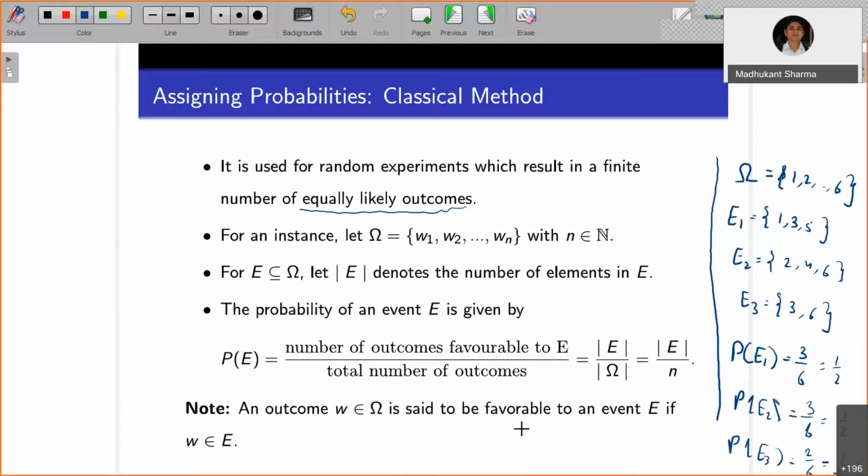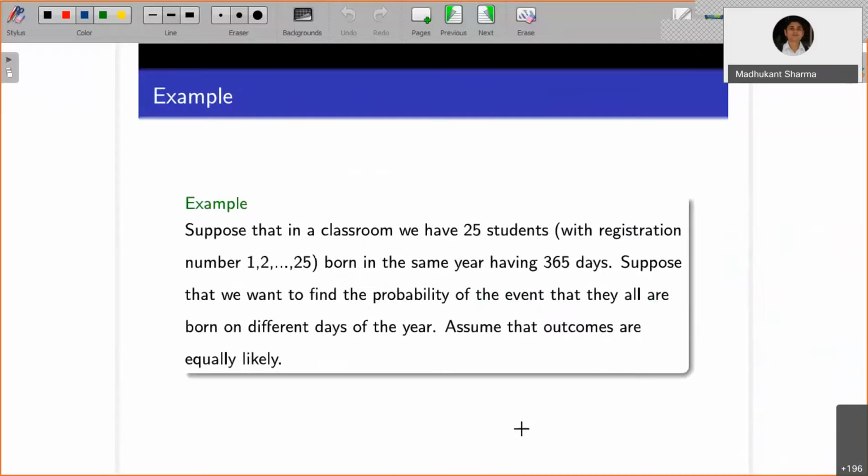Okay, right. So this is the classical method. Now this is one example. Suppose that in a classroom we have 20 students born in the same year having 365 days. Suppose that they all are born on different days of the year. Assume that outcomes are equally likely.